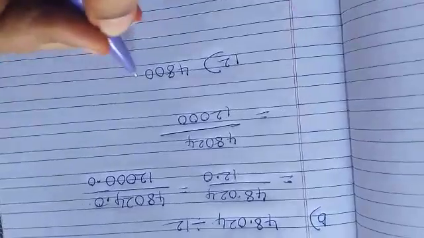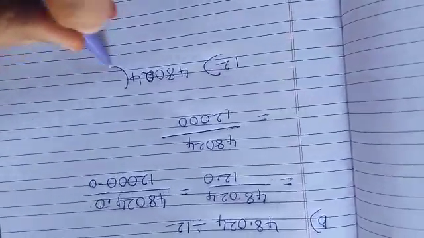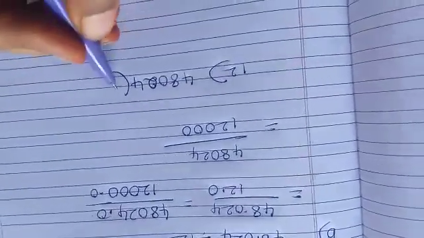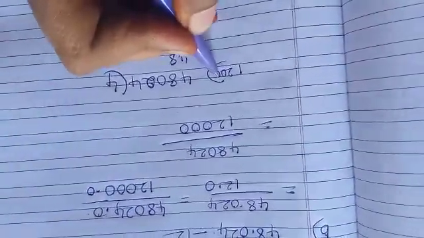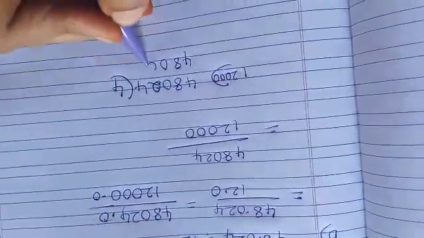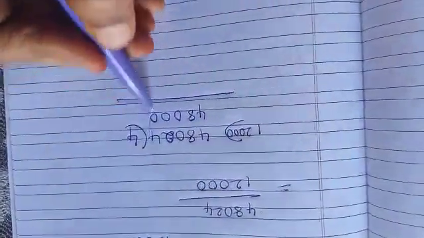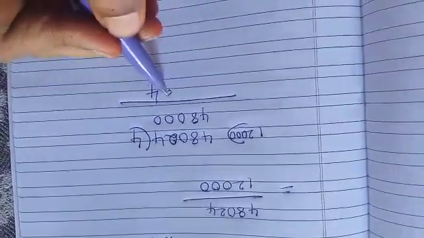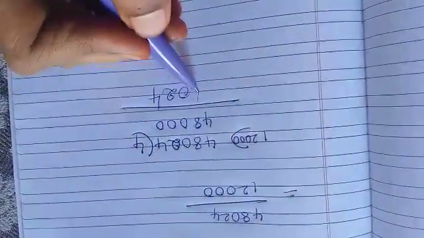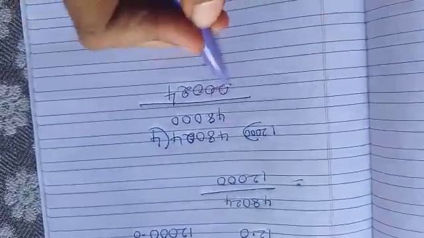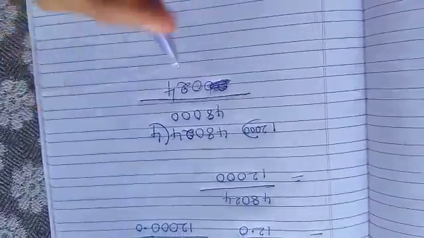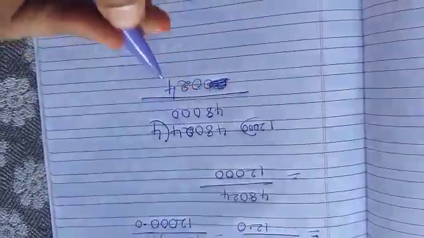Divide. We know the 12 table. 12 1s are 12, 12 2s are 24, 12 3s are 36, 12 4s are 48. So 4 times if you take 48. Here we have 3 zeros, that's why place 3 zeros. Now 4 minus 0 is 4, 2 minus 0 is 2, this is 0, this is 0, this is 0. No need to write also. Next 12 1s are 12, 12 2s are 24.